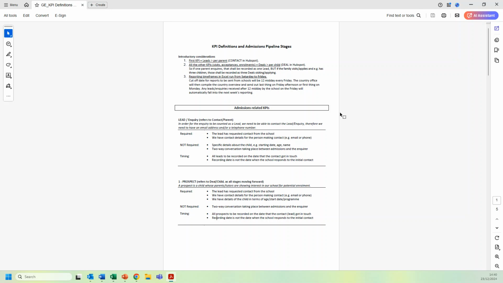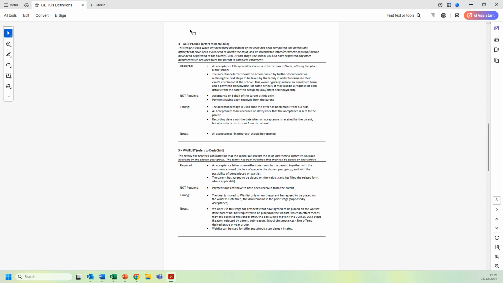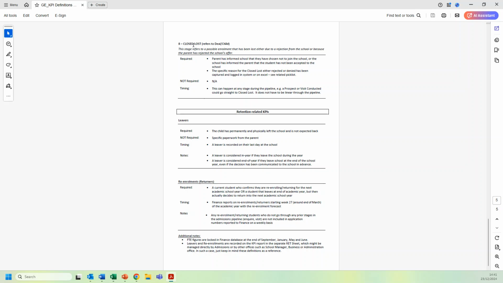So you will find this kind of outline for each KPI. So for the lead, which is the parent, and for the prospect, which is the first stage of a child. And then as we move forward, you will find them for the visit conducted stage, application received, acceptance, waiting list, enrollment, and started. And close loss, sorry, as well.